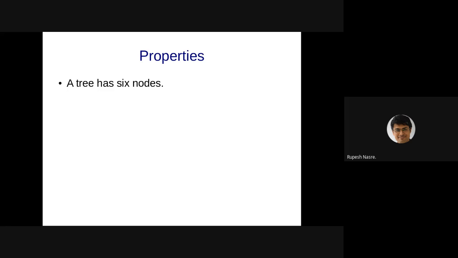So let's say that a tree has 6 nodes, right? What is the minimum number of edges in this tree? To make this set of nodes into a tree, how many minimum number of edges do you require? Please think about it, and then you can also type it in the chat.